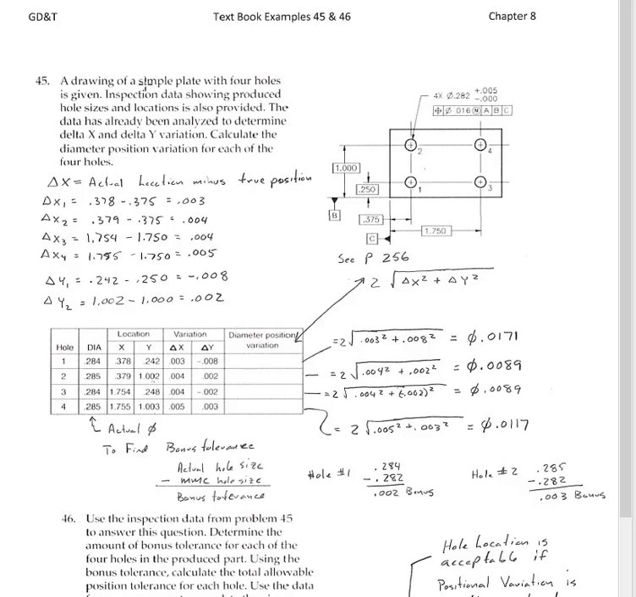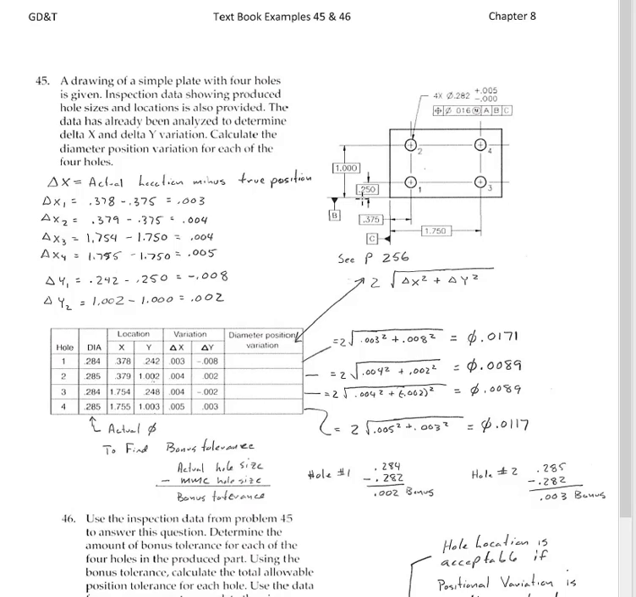Okay. This is the inspection data showing produced hole sizes and locations is also provided. The data has already been analyzed to determine delta X and delta Y variations. Calculate the diameter position variation for each of the 4 holes. Now, to do that, in this case, your homework problem had you calculating these delta X's and delta Y's.